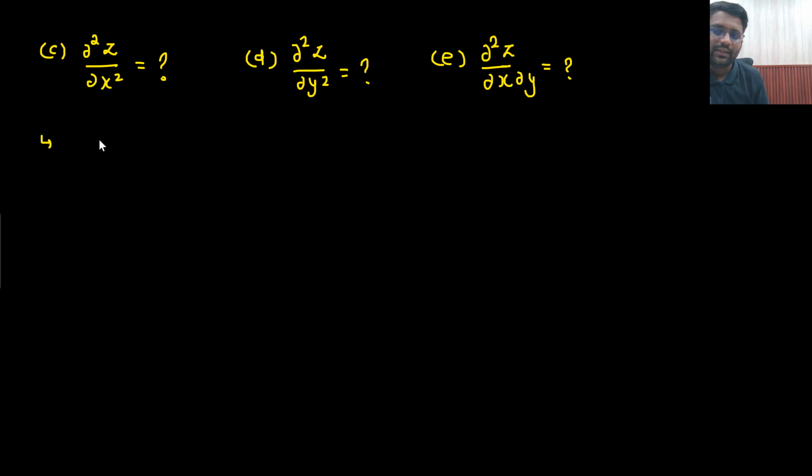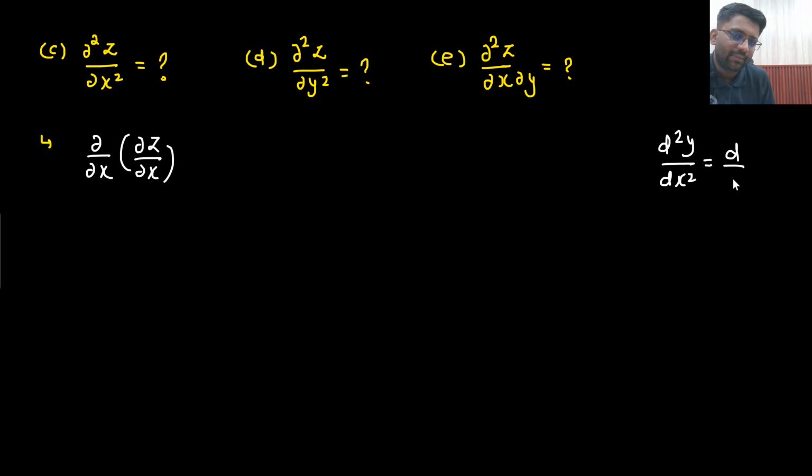So what is the meaning of del square z by del x square? It is del by del x, del z by del x. That's it. What was the meaning of d square y by dx square? That was simply d by dx, dy by dx. So simply double differentiation we have to do.